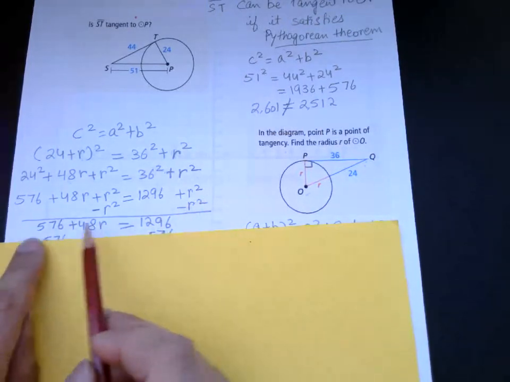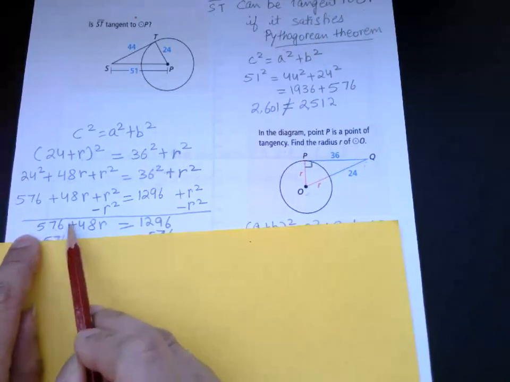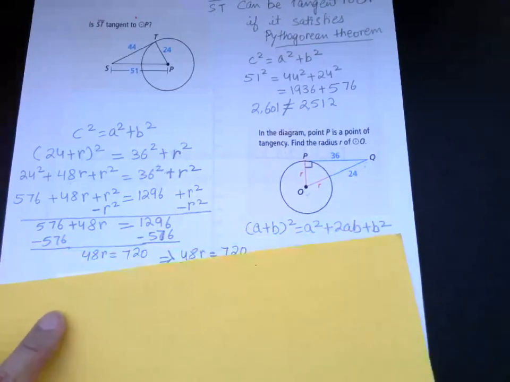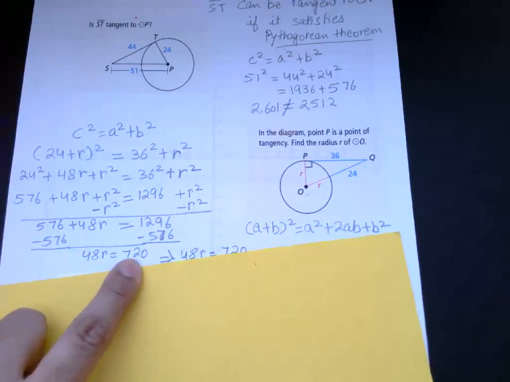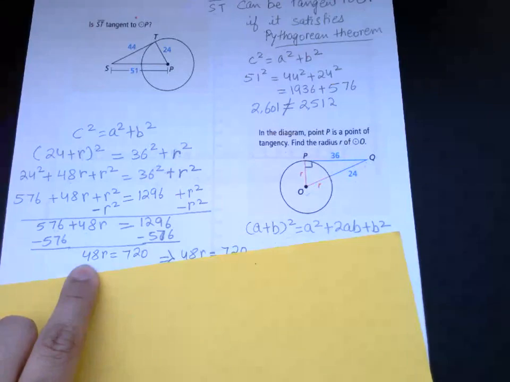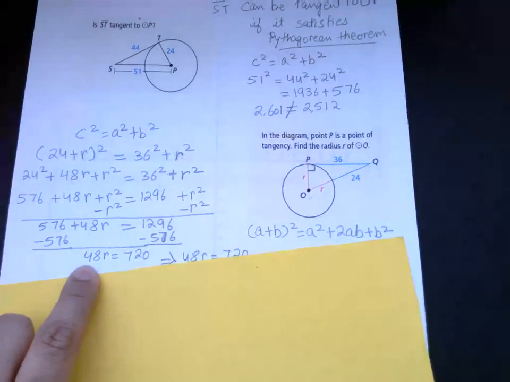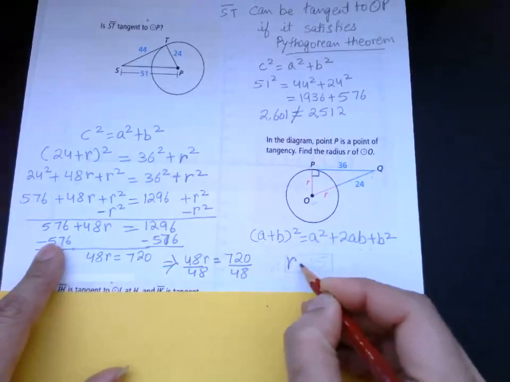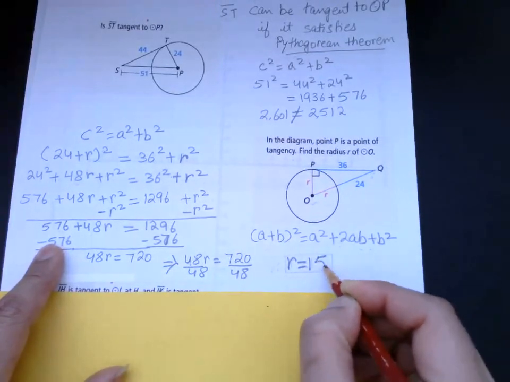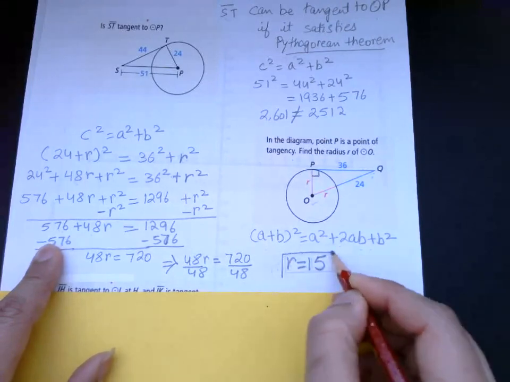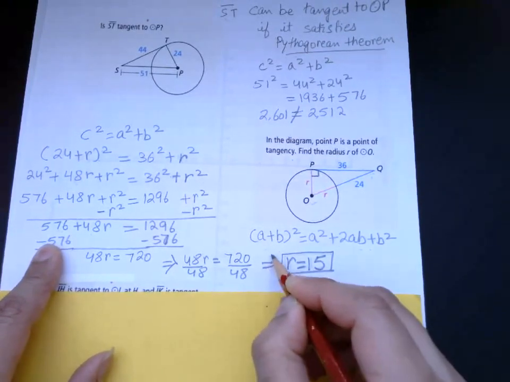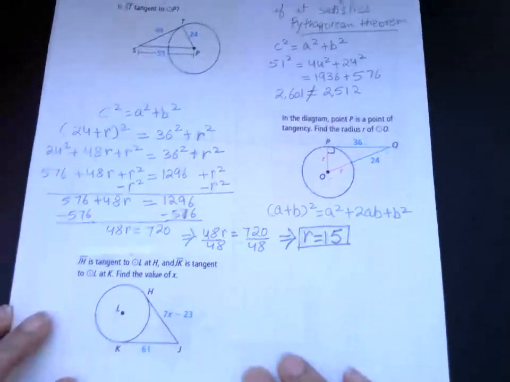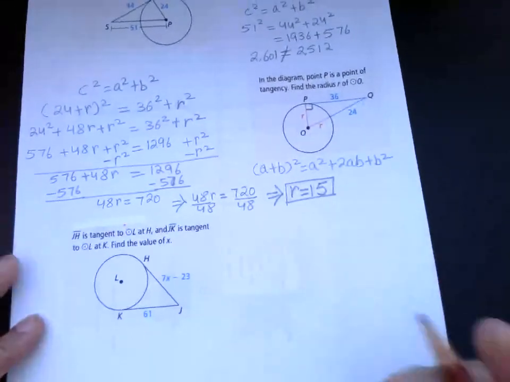In order to isolate my variable, I need to get rid of 576. How? Subtract 576 from both sides. I did that and I got 48r is equal to 720. Now I need to get rid of 48. Divide 48 on both sides. If you divide 48 on both sides, you will get r is nothing but 15. So radius is 15. Now, last question.